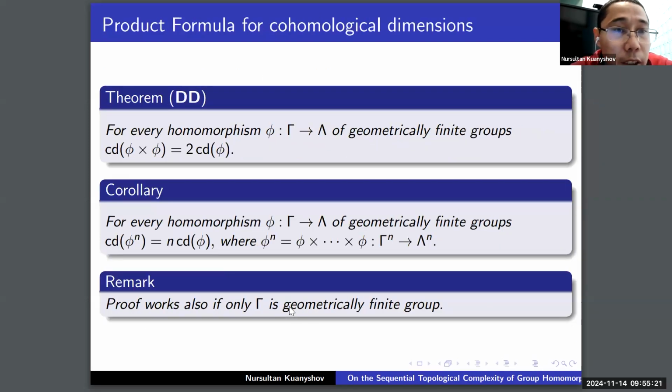Then the next question: in group theory, Dranishnikov has a product formula for geometrically finite groups. So a natural question arises: can you extend the product formula to group homomorphisms? Yes, if you assume the groups are geometrically finite, which just means that the classifying space is a finite CW complex, then we have a product formula. And if you look at the proof, you can see it doesn't have to be 2; it is true for all n. Also, if you look at their papers, it works only if you assume gamma to be a geometrically finite group.